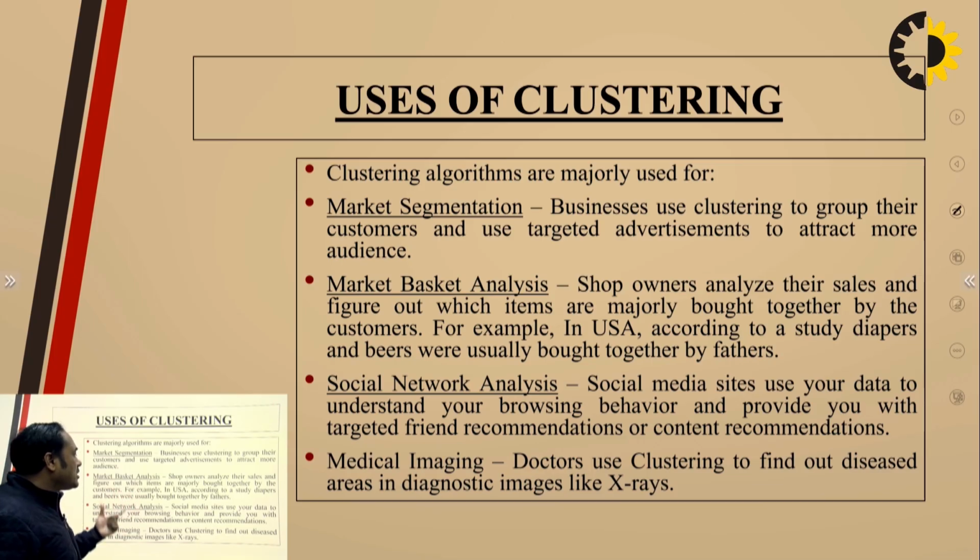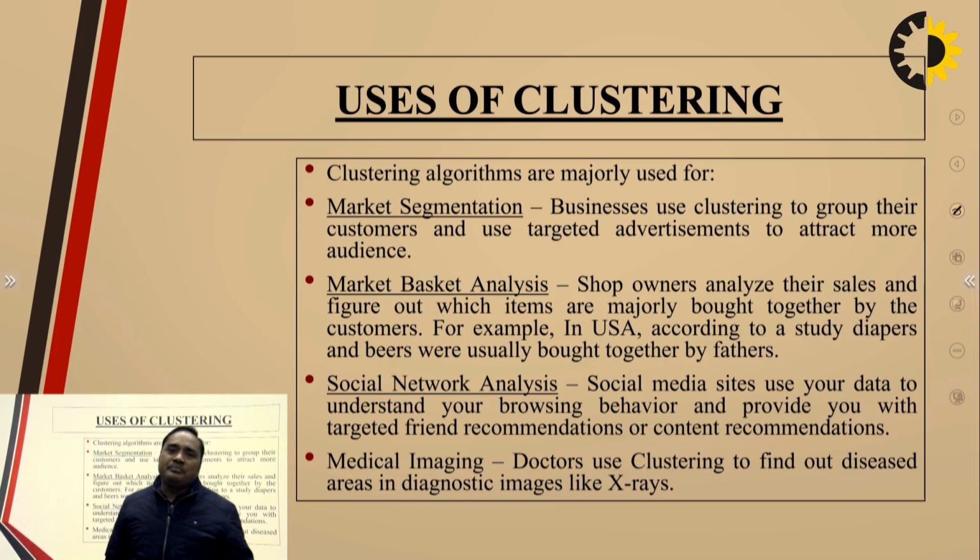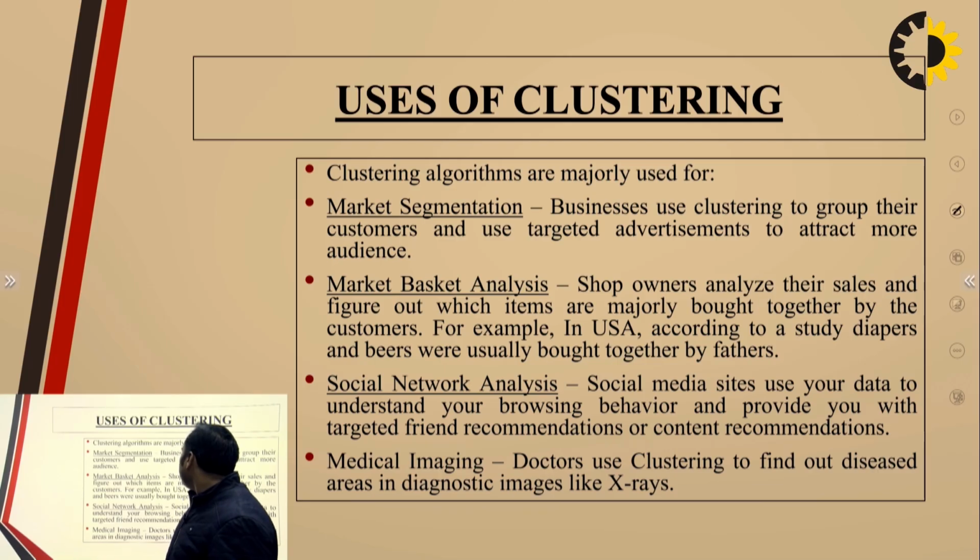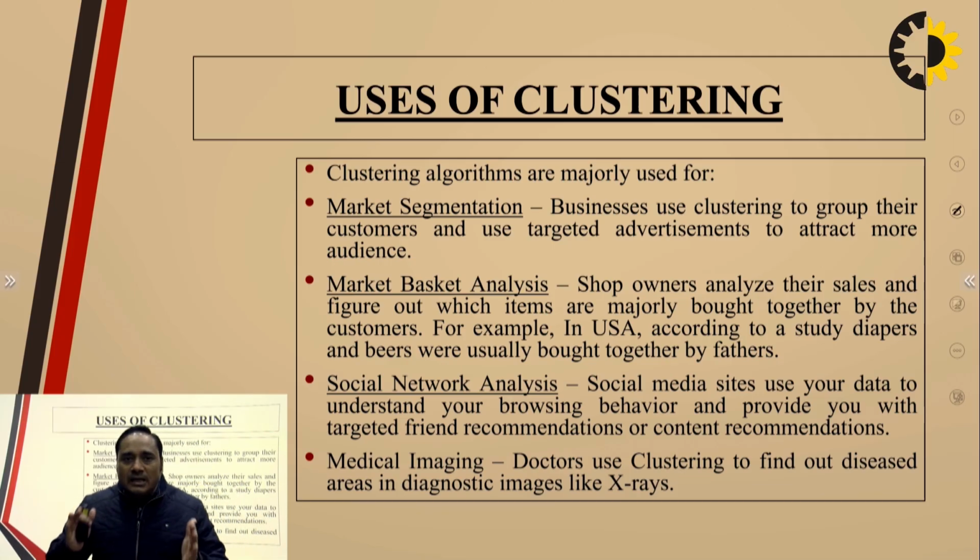For example, in the USA, according to a study, diapers and beers were usually bought together by fathers. People there purchase beer and diapers in the US, so this demand is very high in the US. But in India the culture is different, because people purchase homemade items more and more from kirana shops. So that is the difference between the US and India. India works in one way and the US works in a different way on the basis of their culture.